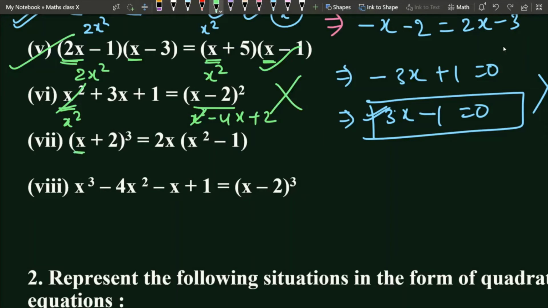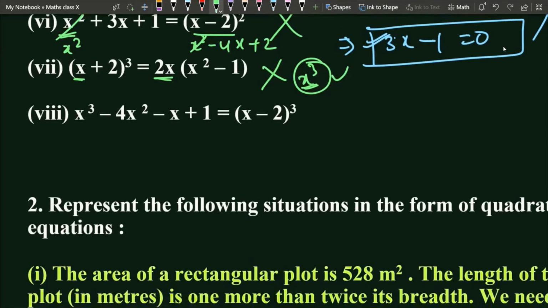This is x cube. This will have x cube, and here 2x cube. So this cannot be a quadratic equation, because in the final expression you will get x cube term. So if x cube term is there, then it's a cubic polynomial, not a quadratic polynomial. In this one, the eighth one, let us expand it.